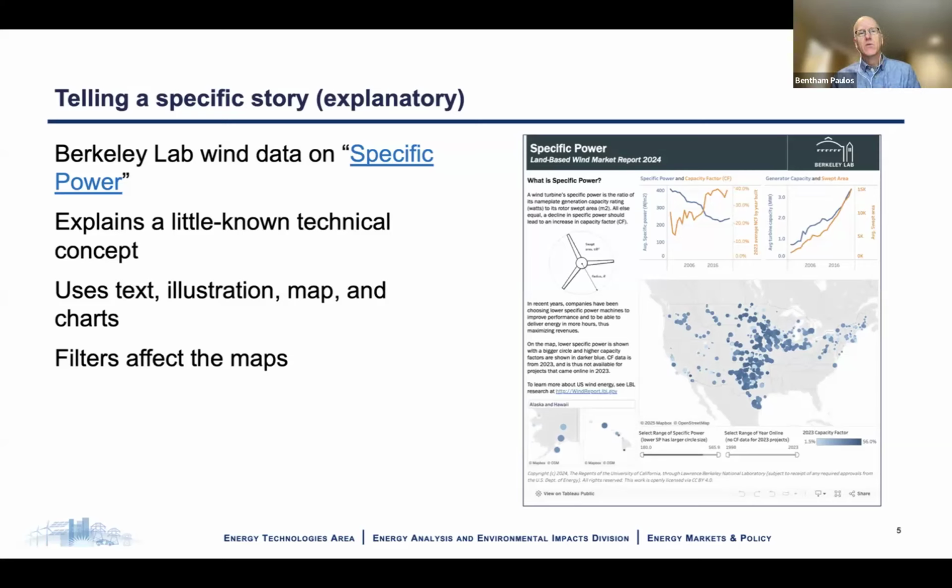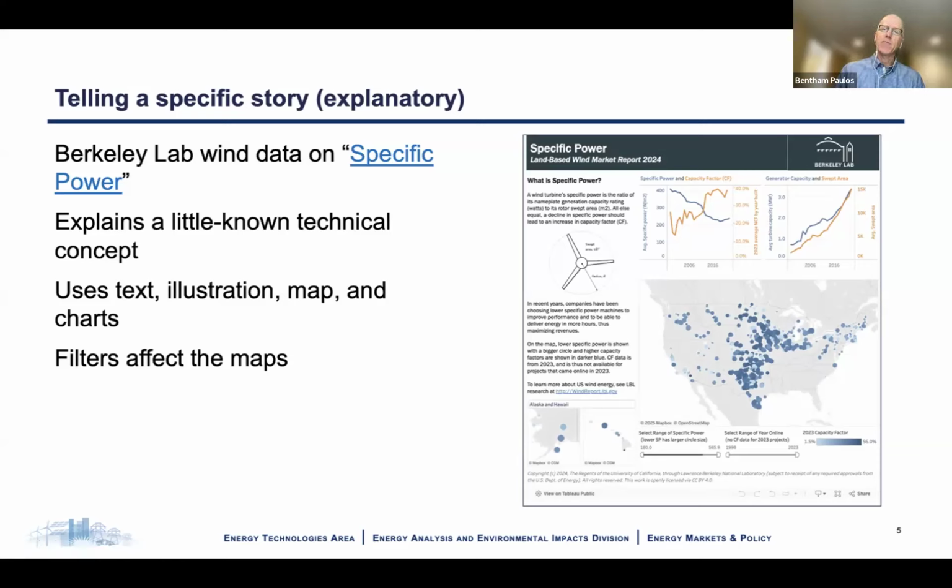So I made this visualization that combined text, illustration, maps, and charts, all in a way to explain not only what the issue is, what the technology is, what the trend is over time, as you can see from the line charts at the top, and also how it is deployed in different parts of the country depending on different wind regimes, which is the map.